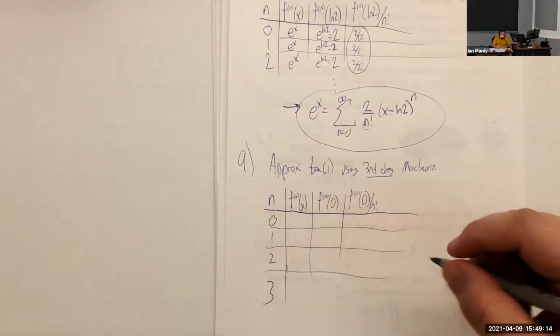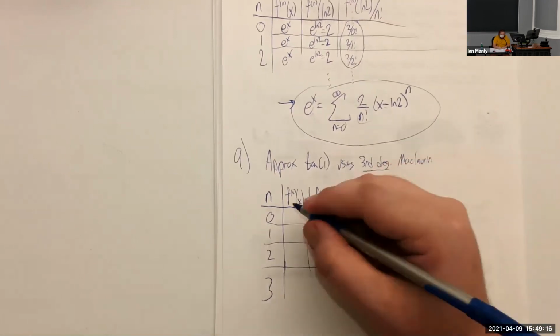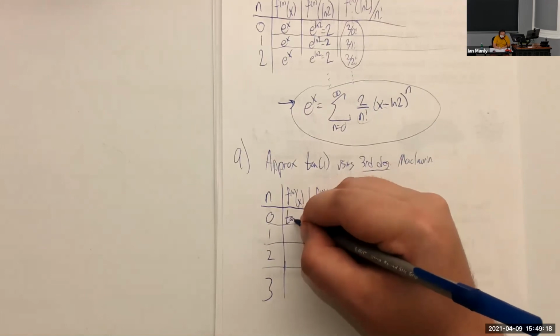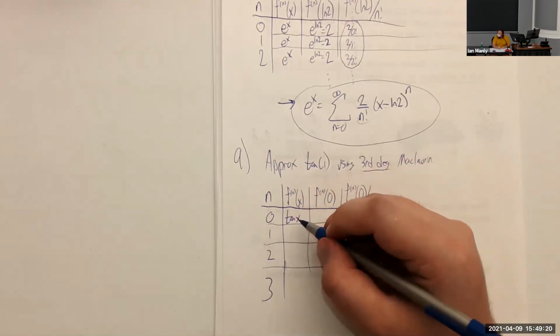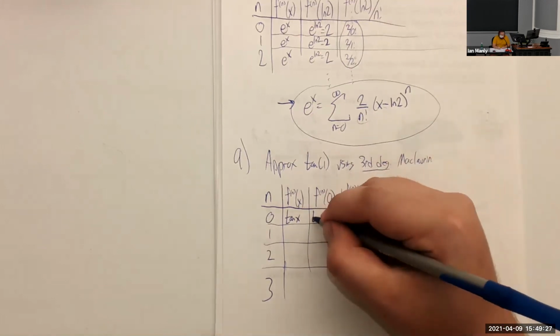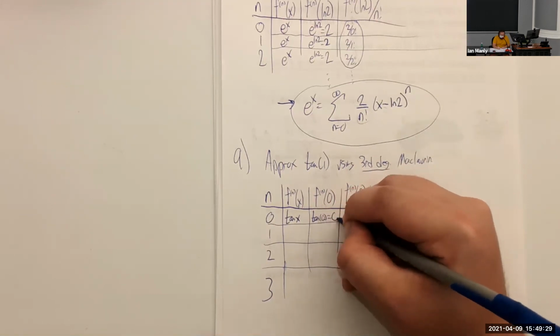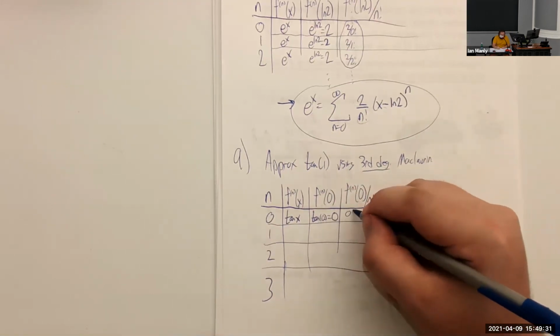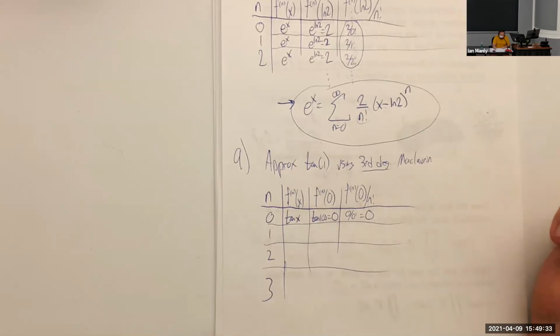So this time we're trying to approximate tangent, right? So our function is tangent. We have tangent after we take no derivatives here, and then we're going to plug in 0 for tangent, and we have 0. And then we have 0 over 0 factorial, which is 0.